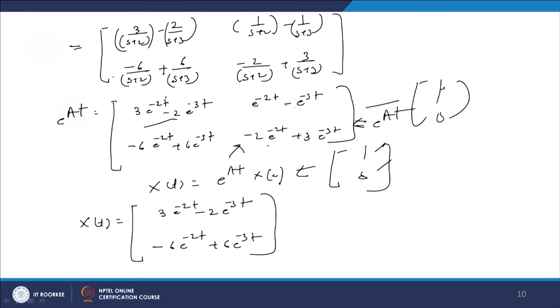If your initial condition is like x 0 equals 1 1, then there is the addition of all these terms, and we will get the x of t. So now this is the state equation for the unforced system, that is, no force has been applied, and we have calculated this very easily.